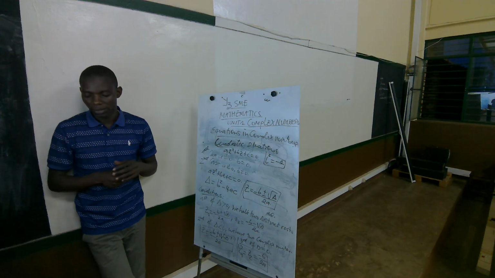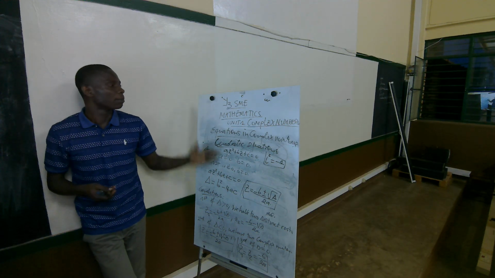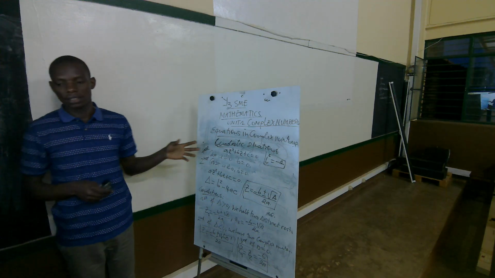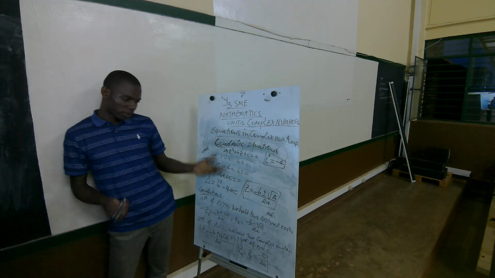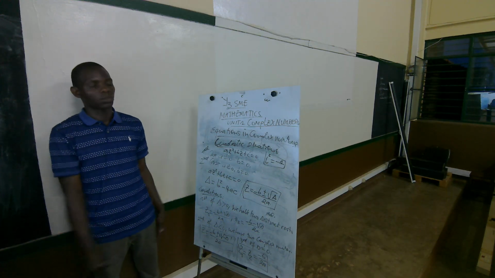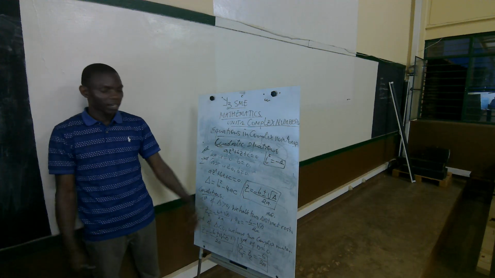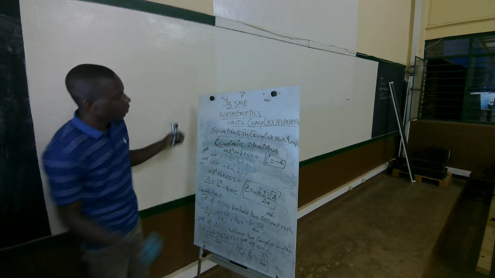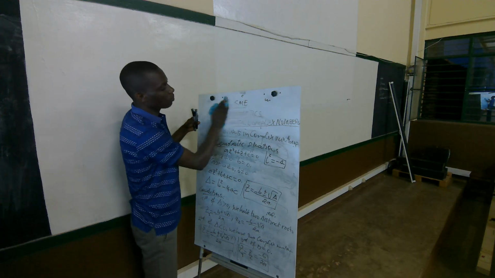The remaining is for examples, but the main idea about solving this quadratic equation is this one. We can also use factorization. You can factorize and you find the solution. You can even complete the square, then you find the solution. That is all. So let's try some examples.